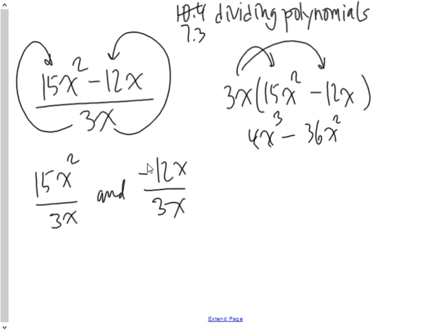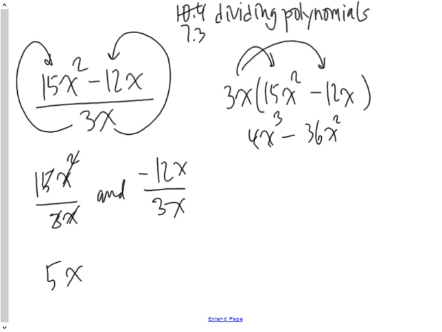So in this case, 15 divided by 3 is going to be 5 over 1, so I'm just going to have 5. x times x over x is going to become 1x. So if I divide 15x squared by 3x, I'm going to get 5x. And again, if you have difficulty with dividing a monomial by a monomial, refer back to 7.1. We explored the division of a monomial by a monomial in that chapter.